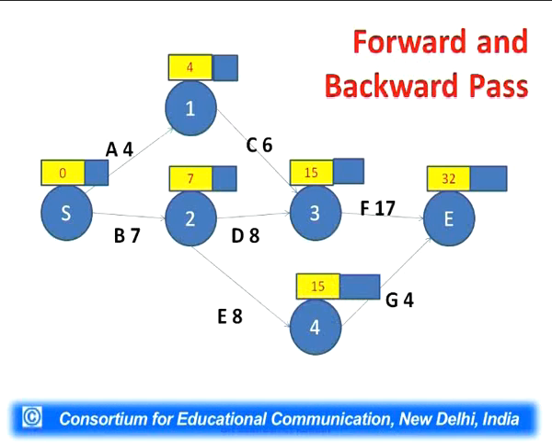Now we have to fill up the values in the blue cells also. Start with the last point, which is the end point. In the end point, we will write the same figure which has been added in the early start time. That is 32 will be written there. So 32 has been written there. Now we will come back.